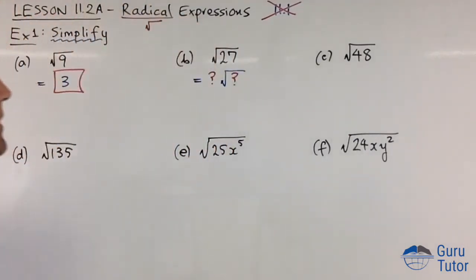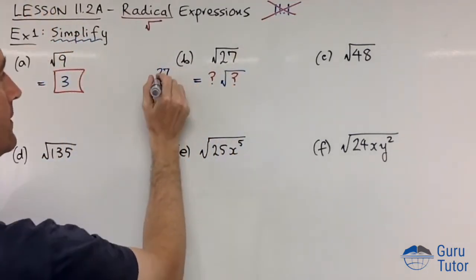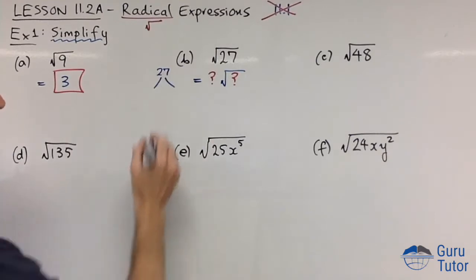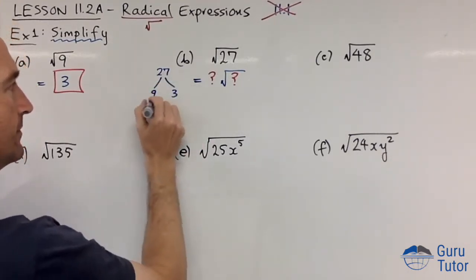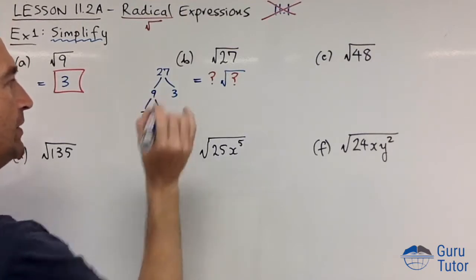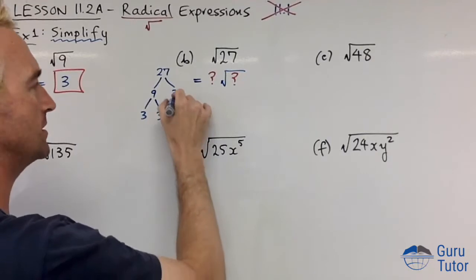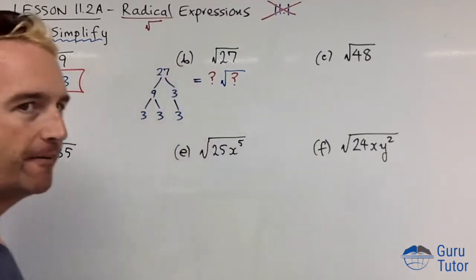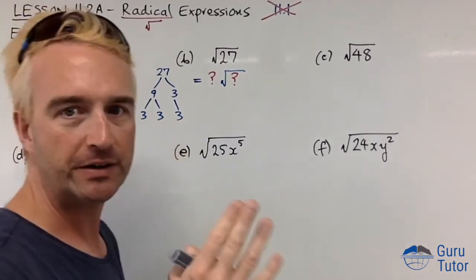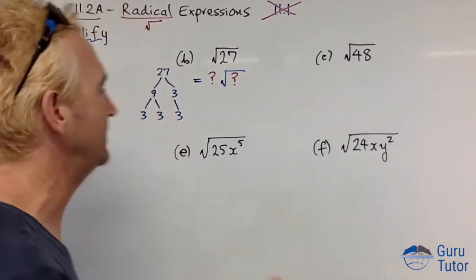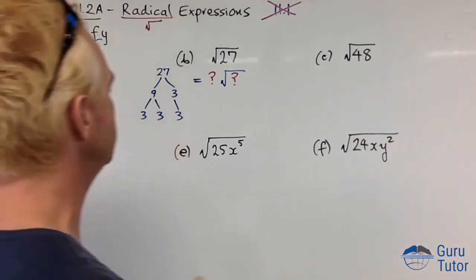So how do we do it? This is what we do. We're going to do a factor tree for 27. 27 is 9 times 3, and 9 is 3 times 3. Even though I've found my prime numbers, I always like to copy them down because I might forget something. What are these numbers at the bottom of a factor tree called? Prime numbers. That's our prime factorization. So 27 is 3 times 3 times 3.